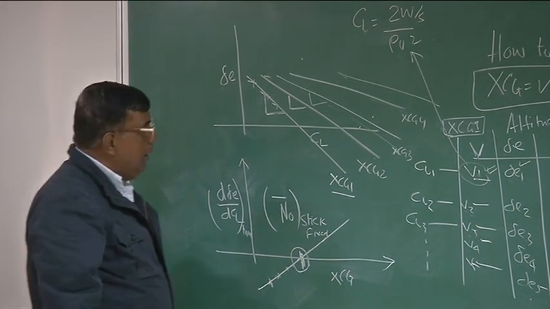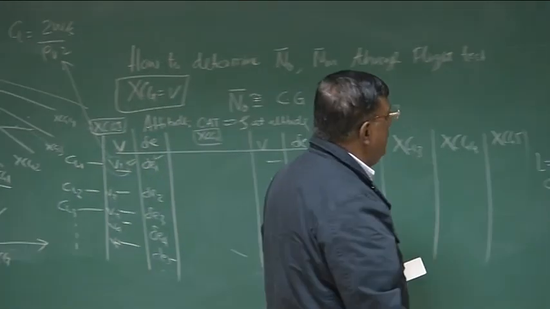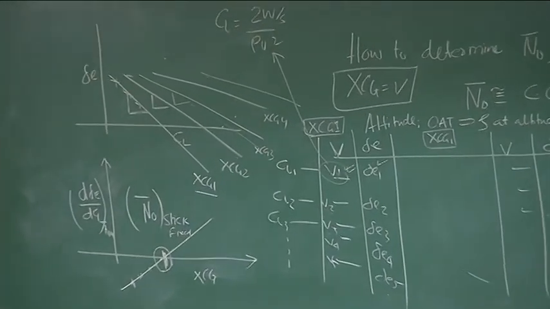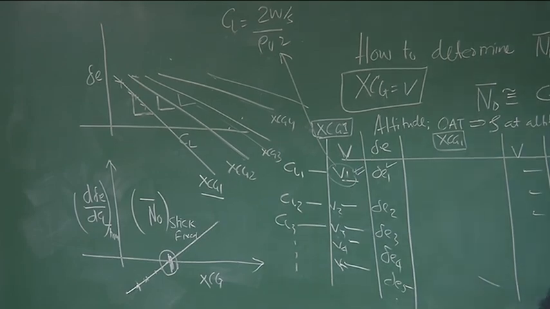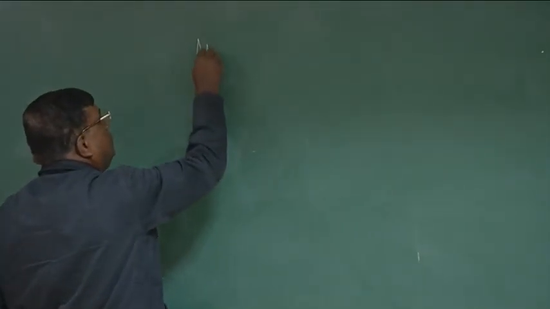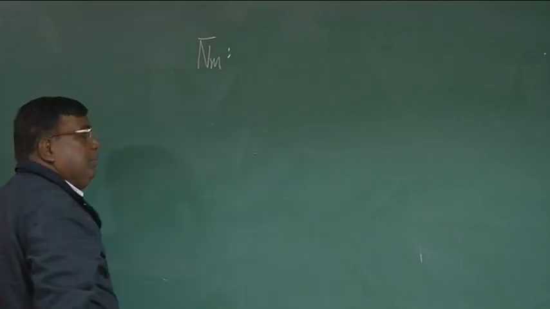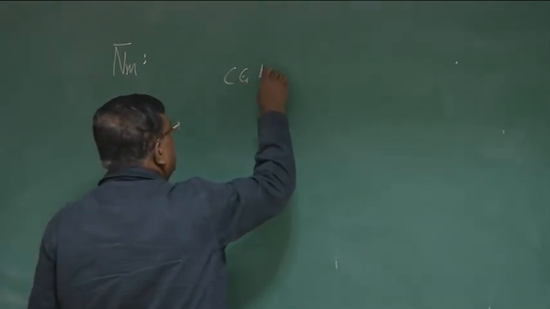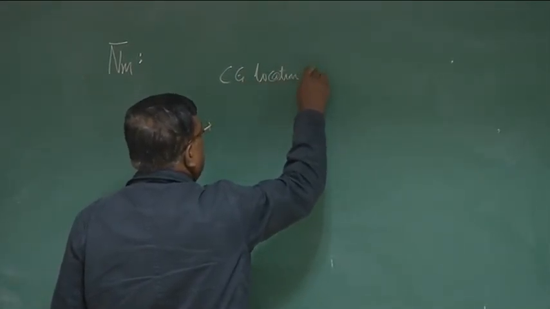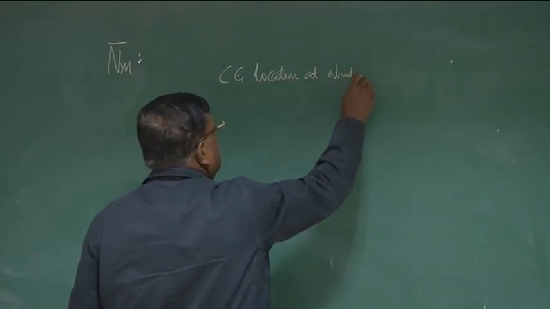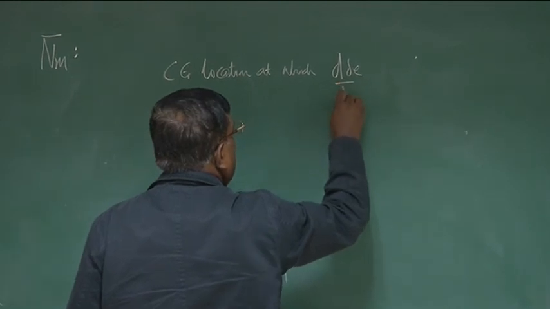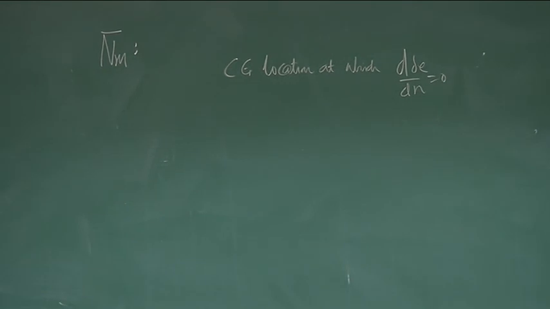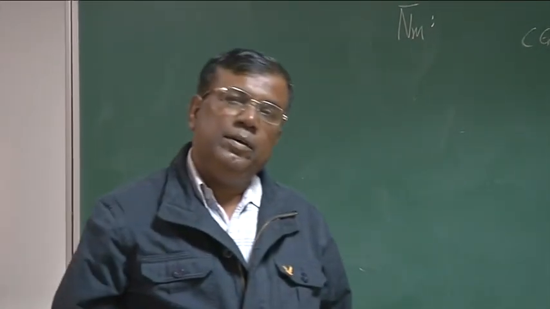Okay? Now, once neutral point stick fixed, you know how to find experimentally. We need to also know how to find maneuvering point stick fixed through experiment. So now we'll be discussing how to find out experimentally the maneuvering point. Okay? What is maneuvering point? It is that CG location at which d delta E by dN equal to 0. Right? What is N? N is the load factor. And delta E is the elevator deflection.